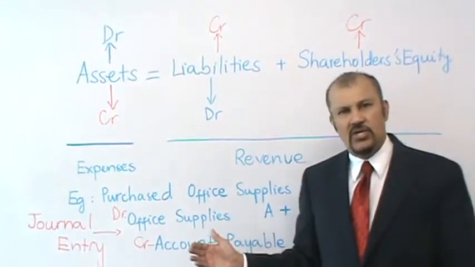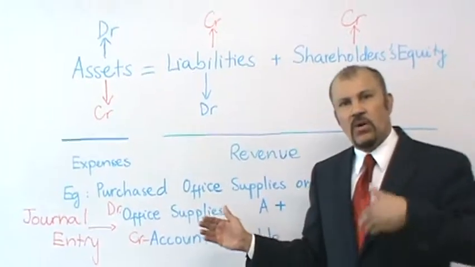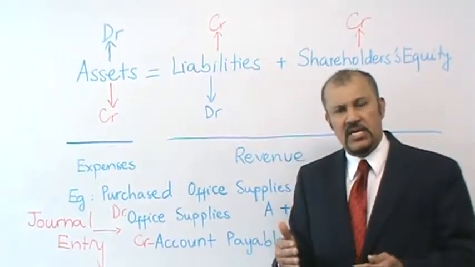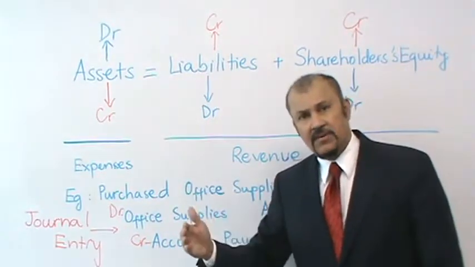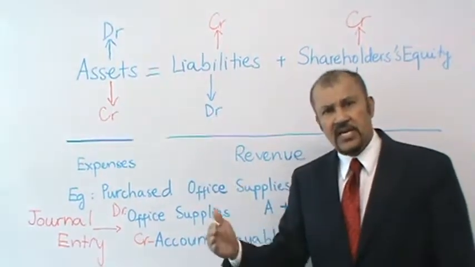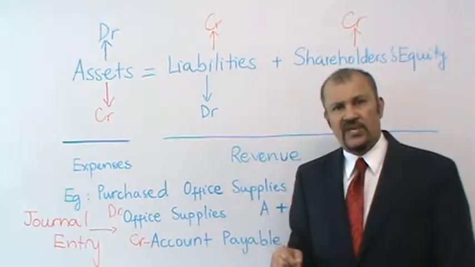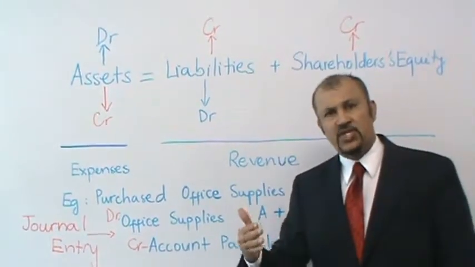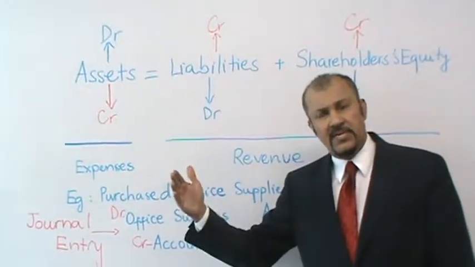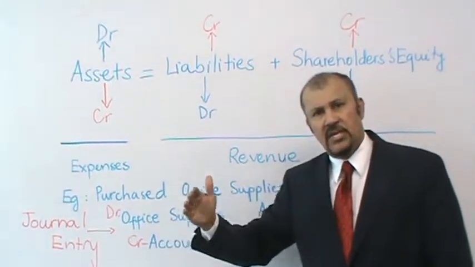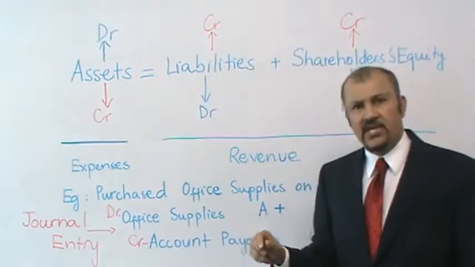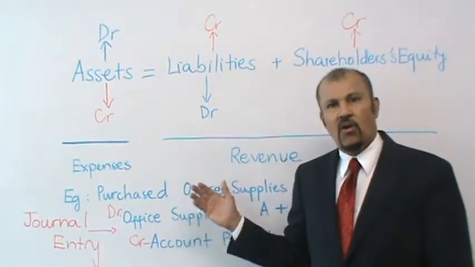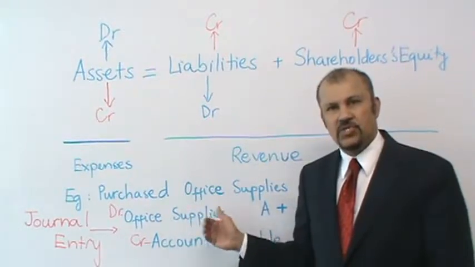Why not cash? Because the transaction said you are purchasing office supplies on account, which means you are purchasing these office supplies on credit. So if you're purchasing it on credit, there is no exchange of cash at this moment when you're making the purchase. The exchange of cash comes later when you make a payment, and that's a separate transaction, and we'll have a separate record keeping entry for that. So again, the two accounts affected are office supplies and accounts payable.